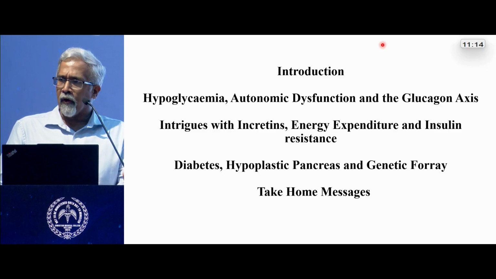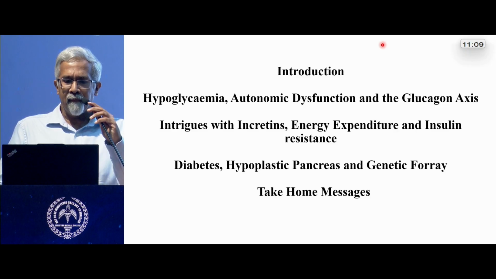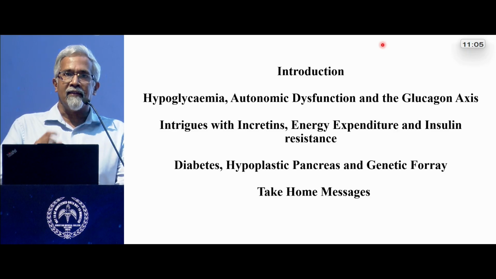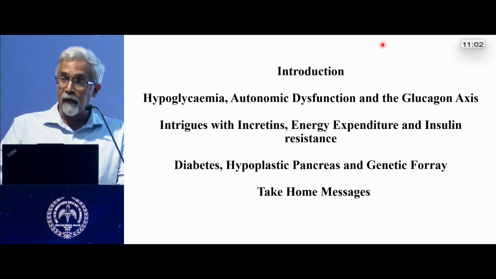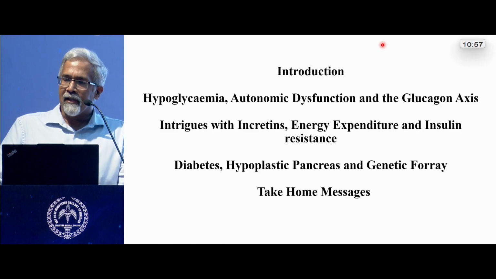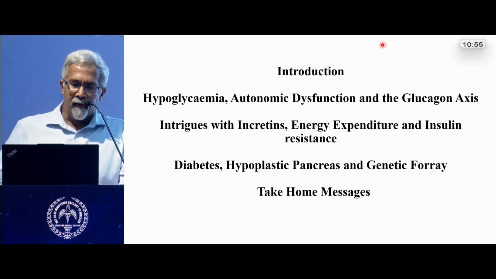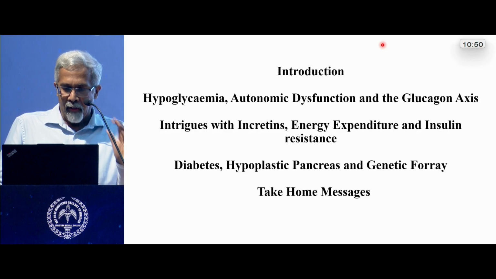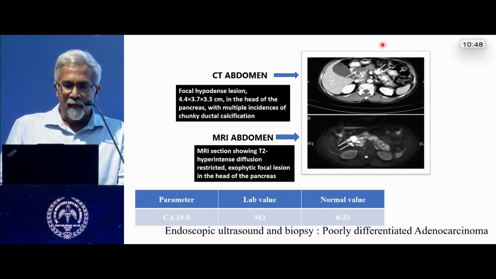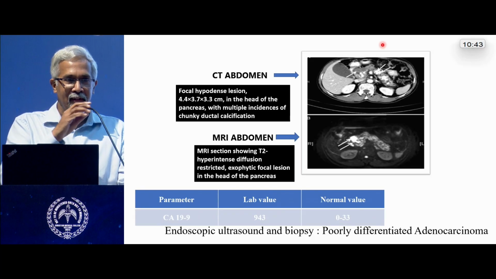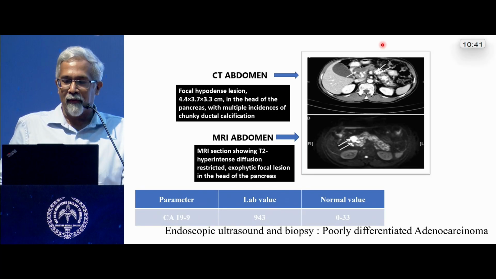a bit about hypoglycemia, the autonomic dysfunction and the glucagon axis, and also the incretins, which of course you hear a lot more in terms of the excessive use of all these medications which endocrinologists are using to try and make people as skinny as possible, energy expenditure and insulin resistance, and a little bit about the other differential diagnosis for hypoplastic pancreas. So this is what a lot of you see, or hope not to see, at the end of everything over a period of time.